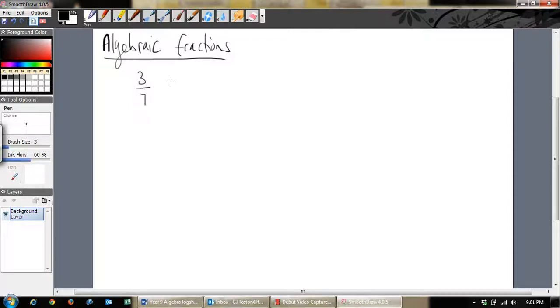So if we've got, say, 3/7 and we want to add, let's say, 2/10, we can't add two fractions that have different denominators, so we need to write them with the same denominator. We've got a 7 here and a 10 here. We need to think of what the lowest common multiple of 7 and 10 is. They don't have any common factor.